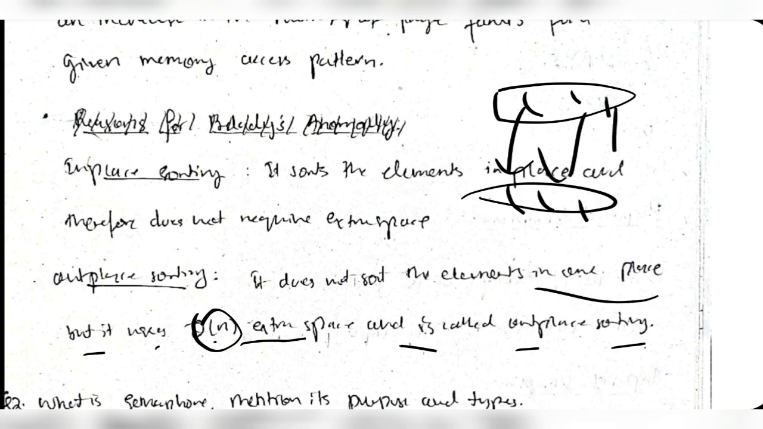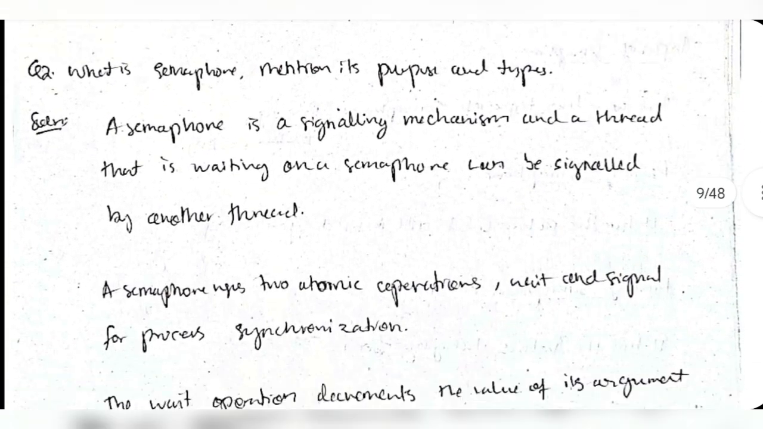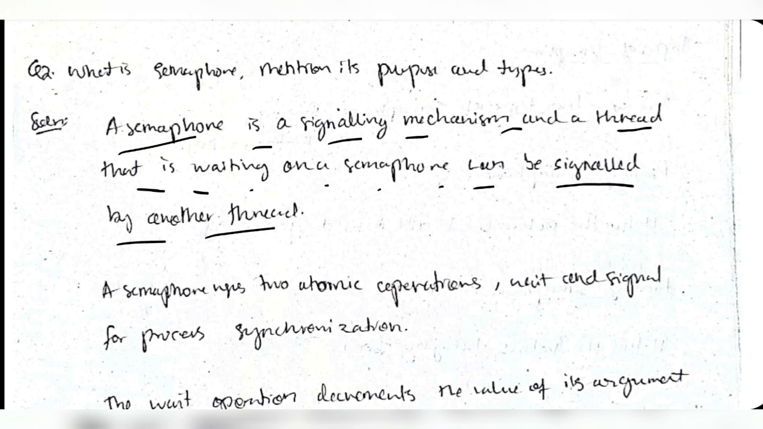So by using this array, it will be sorting the final array here, that is known as outplace sorting. Next one is, what is semaphore? Mention its purpose and types. A semaphore is a signaling mechanism, and a thread that is waiting on a semaphore can be signaled by another thread. Semaphore is nothing but a lock here.